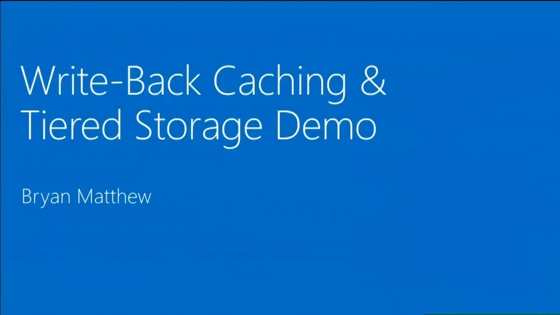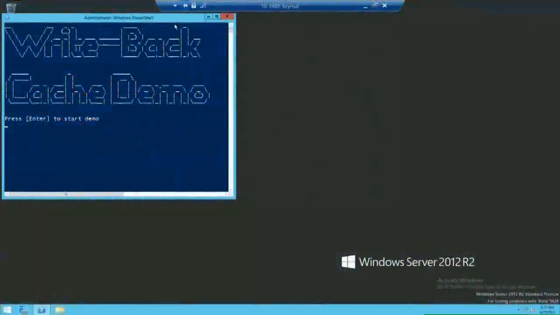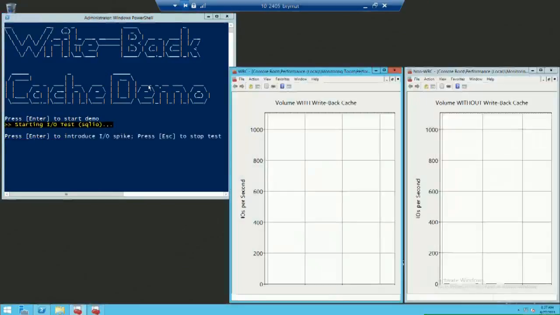Let's first give a little demo of tiering and the write-back cache. I'm going to switch over to my other machine here. Okay. So remember when I talked and I said that the write-back cache smooths out short-term bursts of random write activity? I'm going to prove that to you right now.